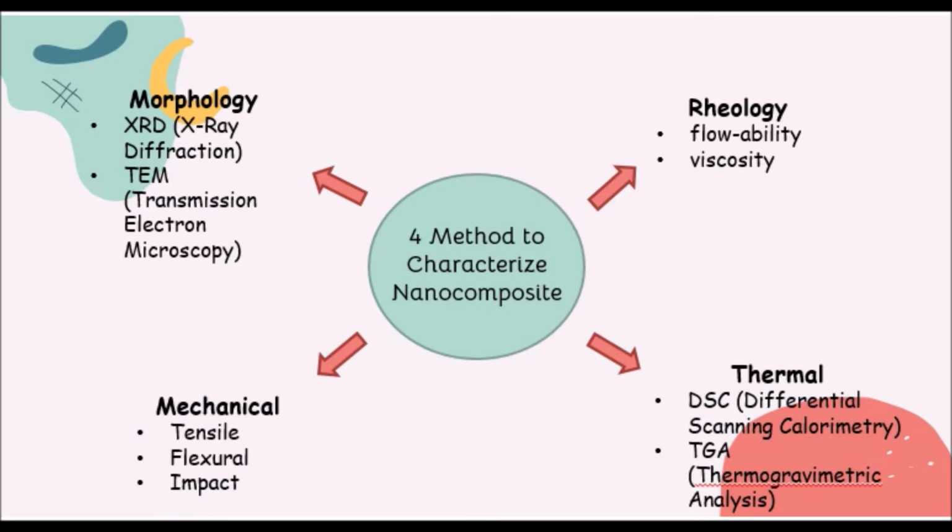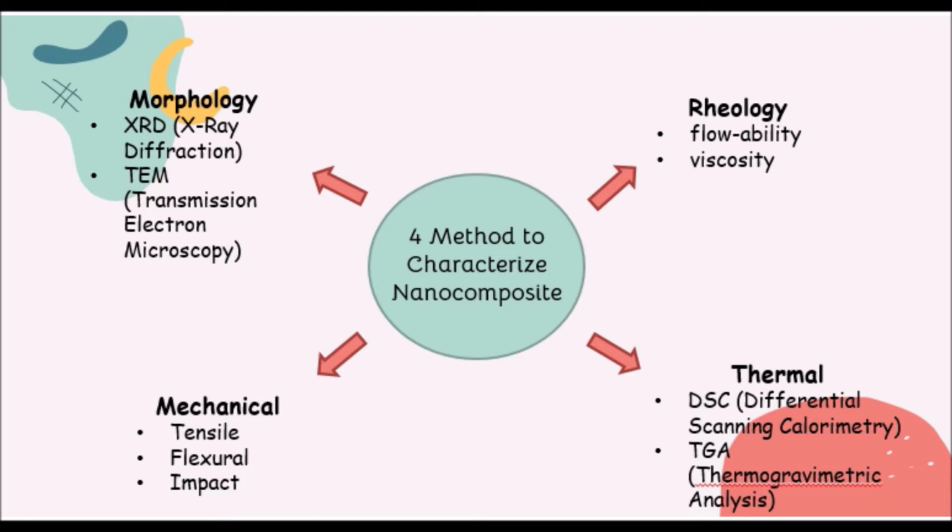Before I continue, I would like to emphasize that this topic contains four methods to characterize the nanocomposite. The first one is the morphology. Morphology is to provide the image of the nanocomposite by using the XRD and the TEM. XRD is known as X-ray diffraction and the TEM is transmission electron microscopy.